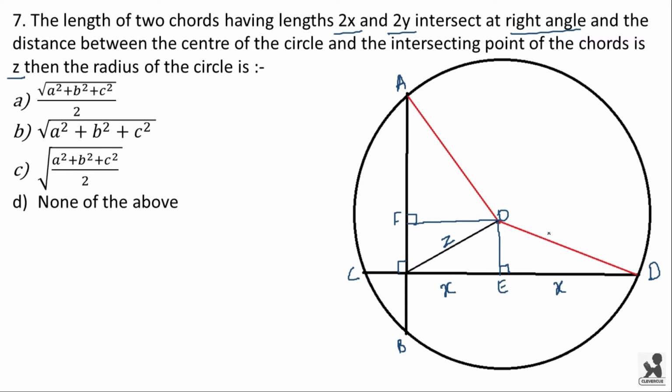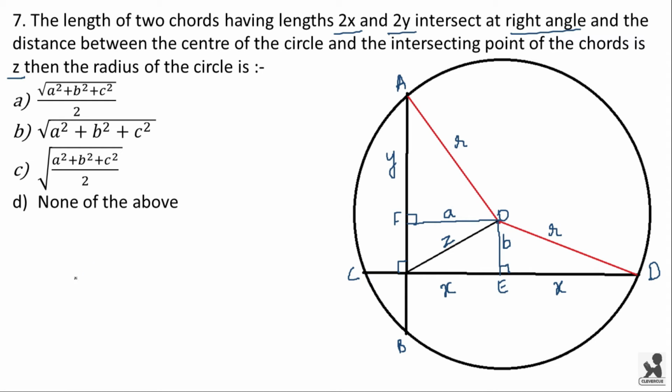Now this is the radius R, and here this is the radius R. Similarly, we have AF. The length of AF will be y. If you see here, you don't know the length of OE and OF. Let the length of OF be a and the length of OE be b, small a and small b.